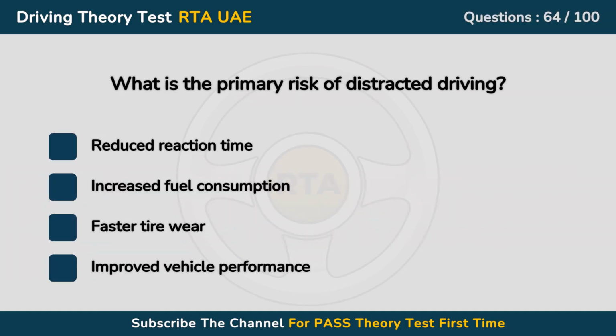Question 64. What is the primary risk of distracted driving? A. Reaction time. B. Increased fuel consumption. C. Faster tire wear. D. Improved vehicle performance.